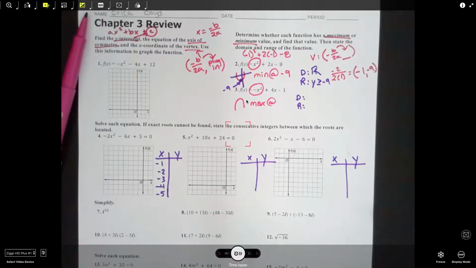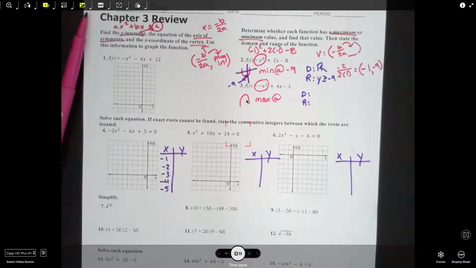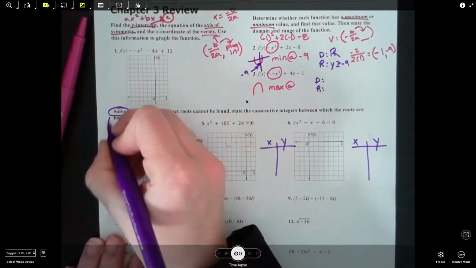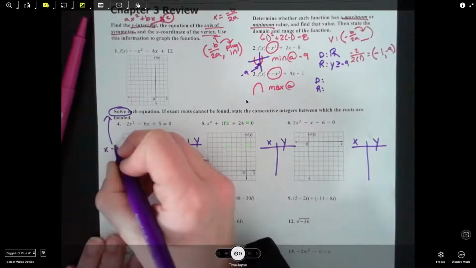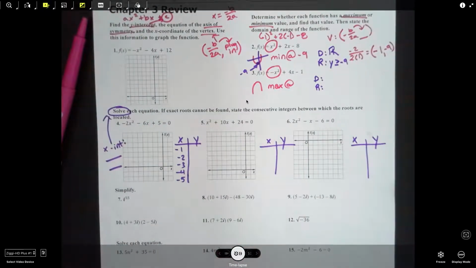What does it say? Solve each equation. What's the solution? The x-intercepts. So list the x-intercepts, where they are. Okay? List the x-intercepts for each one. You're plotting or plugging those points in, and you are finding the y's, and you're trying to find the x-intercepts.